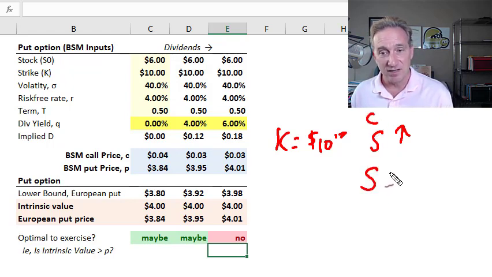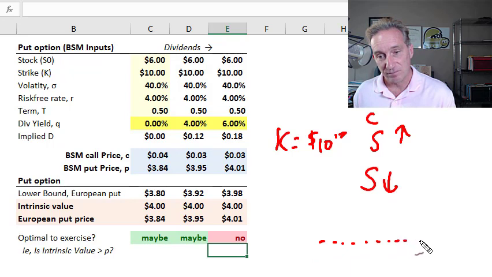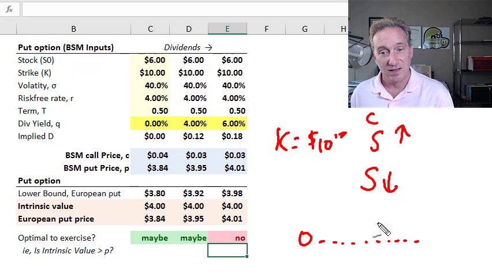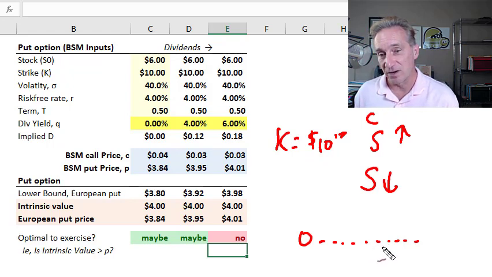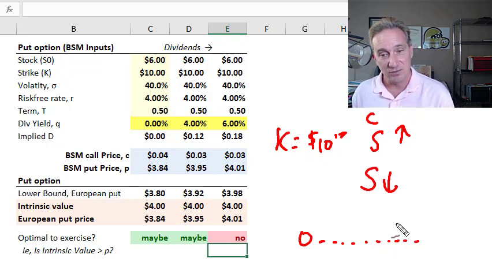If it's a put, on the other hand, the put becomes more valuable as the stock drops. However, unlike on the upside, there's a lower bound on the stock price. It is zero. This put option with strike of 10 has an upper bound of $10 because the stock can never go below zero. Notice there's an asymmetry there.